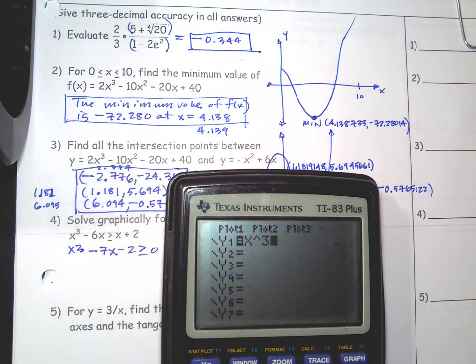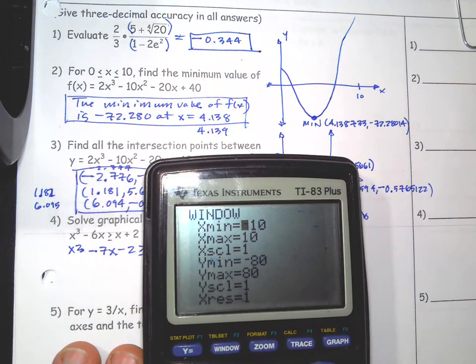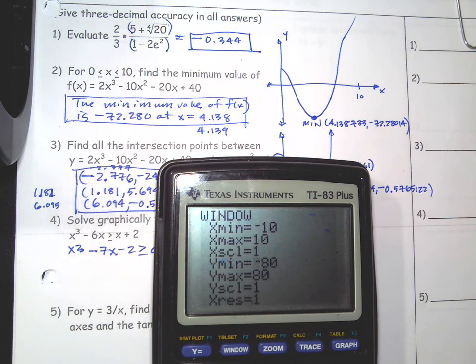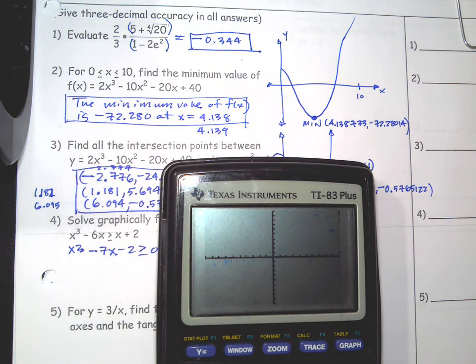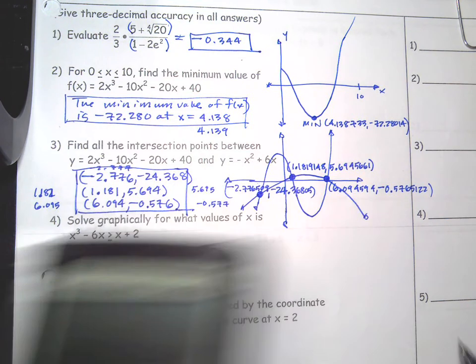X to the third, -7x, -2, window. We don't really know yet. Now, here's the deal. We don't really need to see. Let's try. So that's the cubic. Oh, that's pretty good. Kind of want to see the whole cubic. So I'm going to draw a sketch.